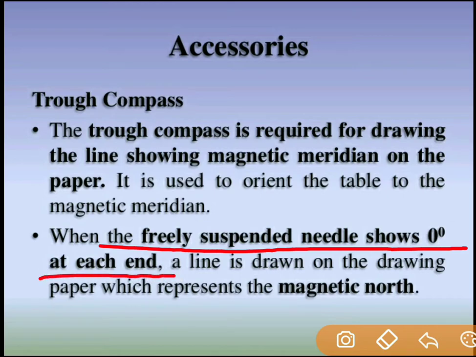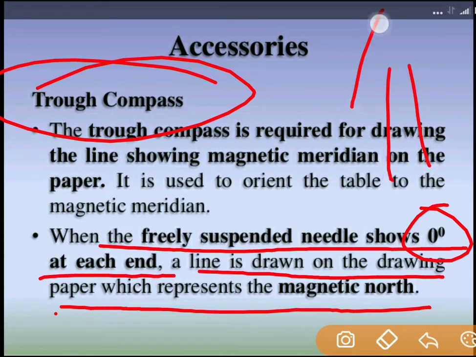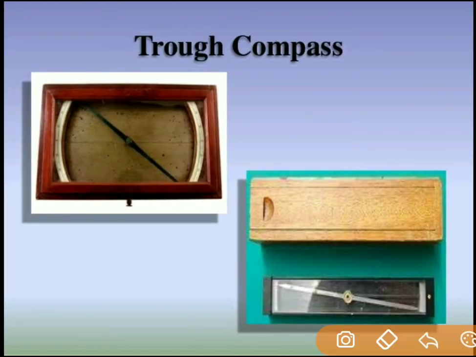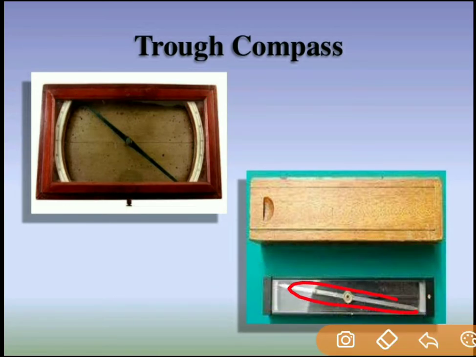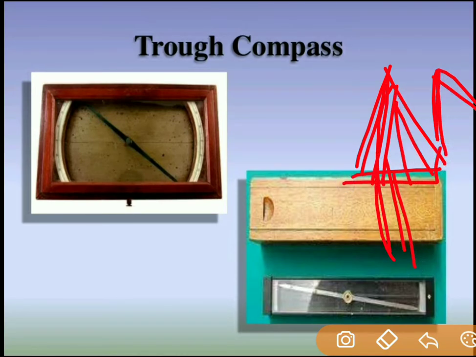So how is the trough compass made? The trough compass has a freely suspended needle, and the needle shows 0 degrees at each end. A line is drawn on the drawing paper which represents magnetic north. So why do we use the trough compass? For denoting the magnetic north. Look here, this is the trough compass. This is also a trough compass. We have a freely suspended needle, and a graduation here and here. So to take the magnetic north on the paper, we use the trough compass.